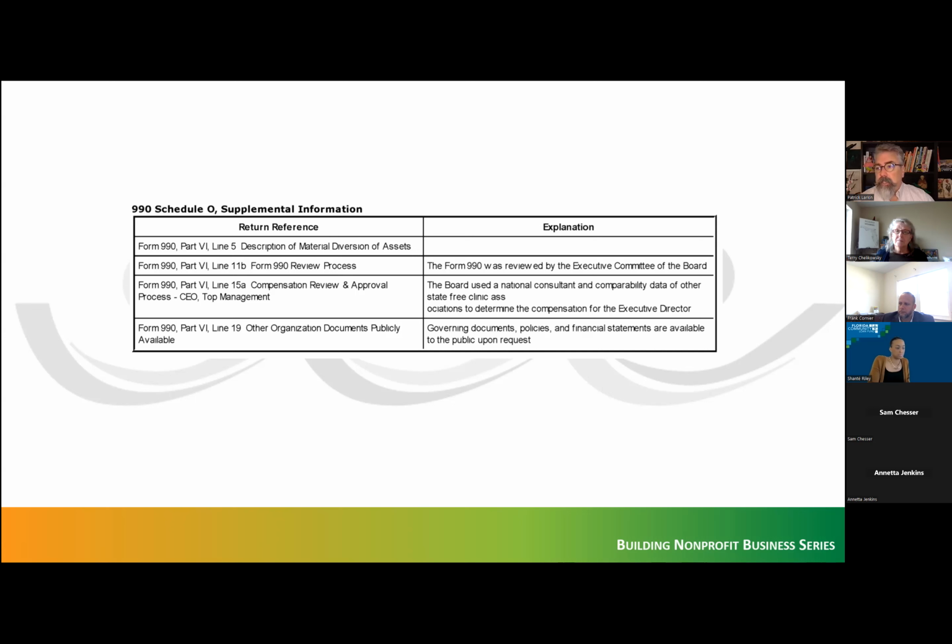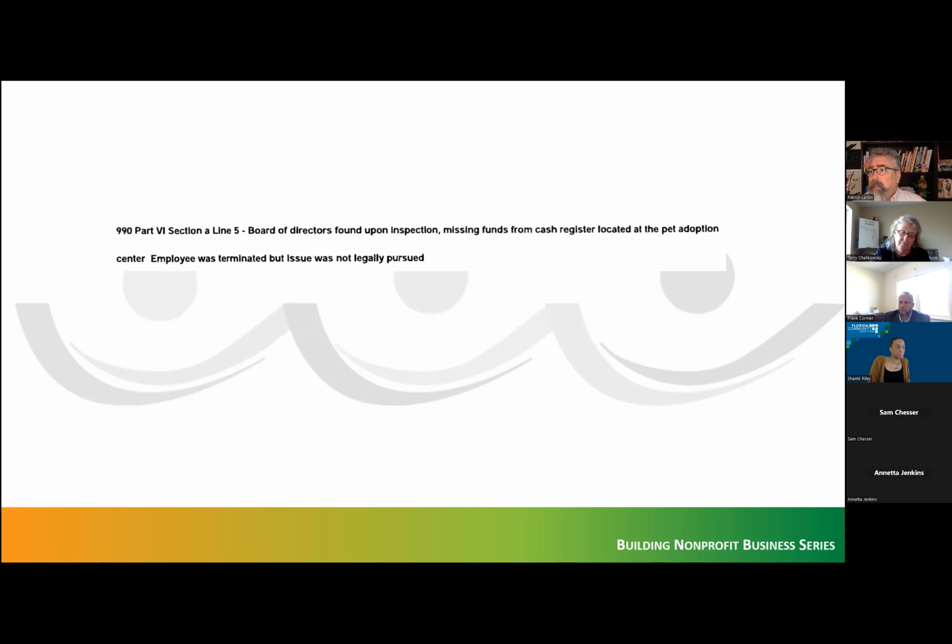And then you need to describe how the organization makes its documents publicly available in Schedule O. You say that the governing documents, policies, and financial statements are available to the public upon request, including the 990. So this is all Schedule O information that gets triggered above, and if you're answering no to any of these things, that causes other problems for you. My slides got out of order. In terms of the diversion of funds, that's one of the things you would need to describe in Schedule O.